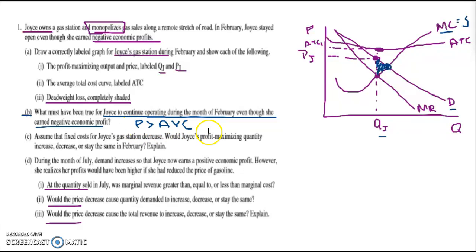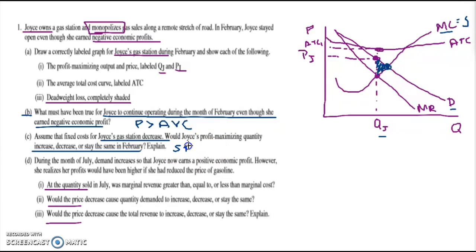As soon as price falls below AVC, that's when it doesn't make sense to produce at all, and we shut it down. Okay, moving on. That's one more point. Assume that fixed costs for Joyce's gas station decrease. Will Joyce's profit maximizing quantity increase, decrease, or stay the same? And the answer is it'll stay the same.